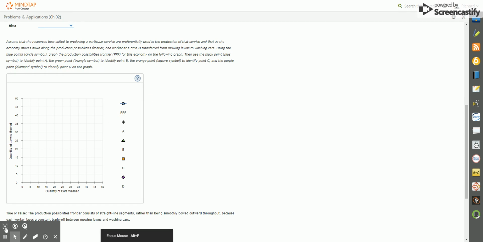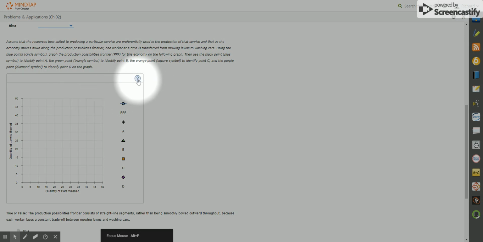One thing to note here, though, and I'm going to just highlight something for a moment, is there's this question mark up here at the top. And if you're not familiar with the graphs that appear here in MindTap, you can click on the question mark. It'll open up a new tab, and it'll show you some of the graphing tools and features. So there's that.